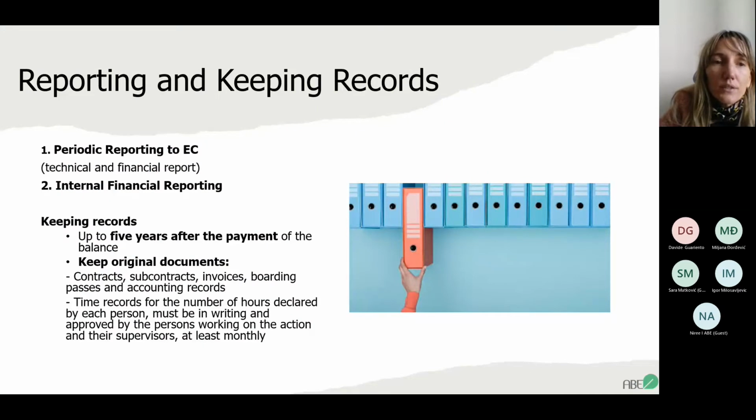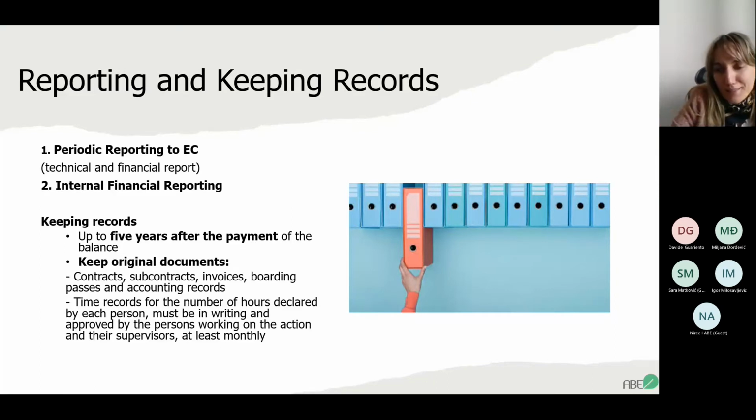At the end, of course, we have reporting within the project period. We have reporting and the necessity of keeping records. When it comes to reporting, there is some periodic reporting to the European Commission. The first one is a technical report, and the second one is a financial report. Both are very important. And there is also some internal financial reporting. When it comes to keeping records, as I mentioned, up to 5 years after the payment, you should keep the original documents: the contract, subcontract, invoices, boarding passes, etc.